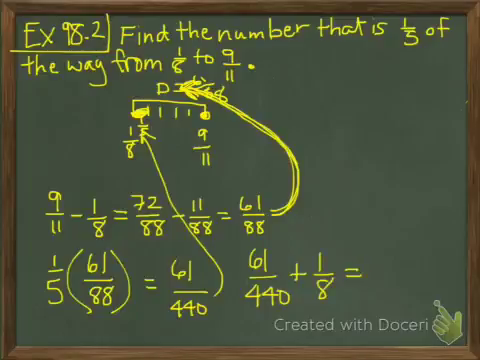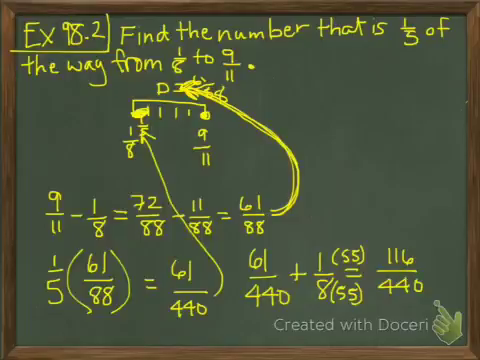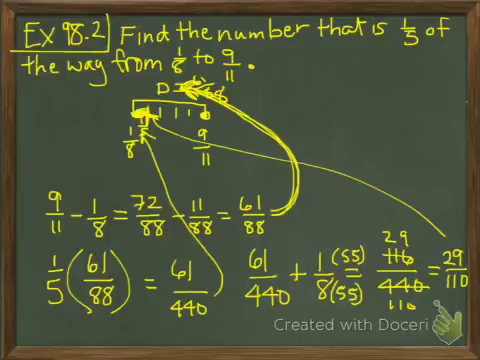When we add that to 1/8, that's going to give us the actual value that is 1/5 of the way from 1/8 to 9/11. So for 1/8, we need to get a common denominator, so we multiply by 55 over 55. So we end up getting 116 over 440. That can be reduced. Divide both sides by 4, and we get 29 over 110. So the number that's 1/5 of the way from 1/8 to 9/11 is 29 over 110.